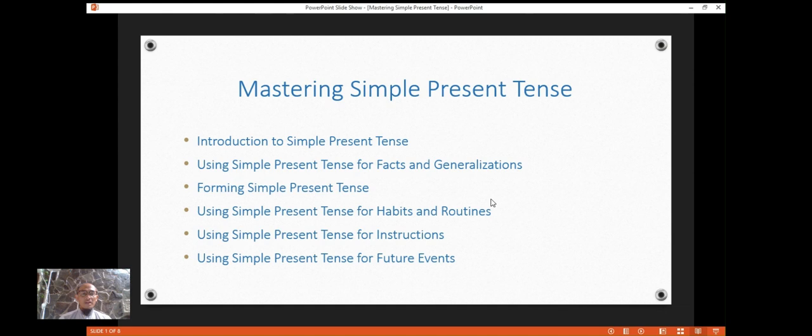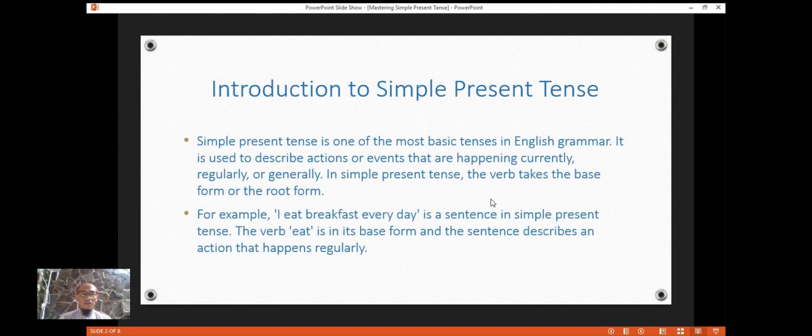I will begin with the Mastering Simple Present Tense subchapter: Introduction to Simple Present Tense, using simple present tense for facts and generalization, forming simple present tense, using simple present tense for habits and routines, using simple present tense for instructions, and the last, using simple present tense for future events. Next. Introduction to simple present tense.